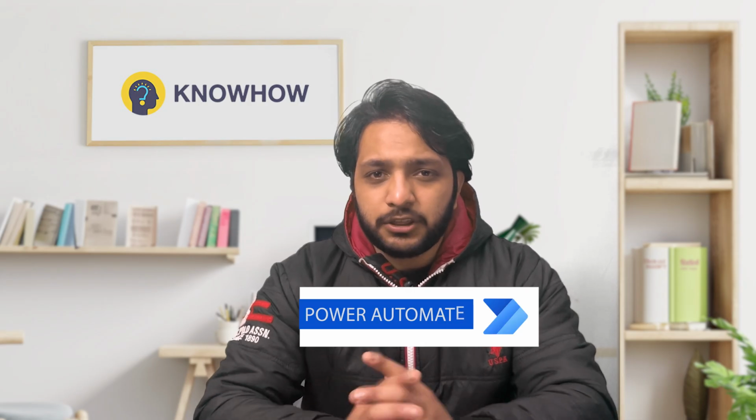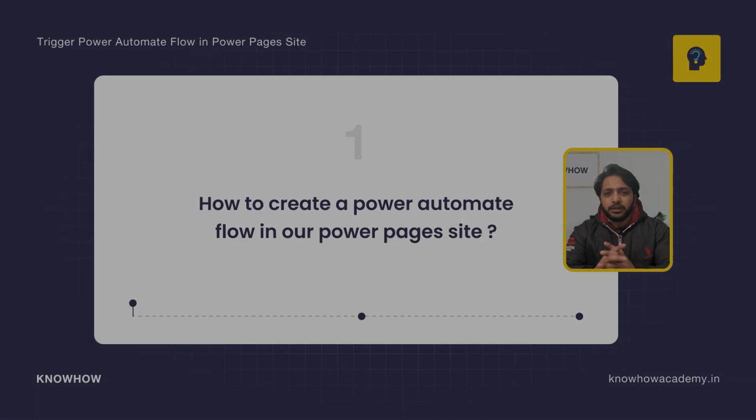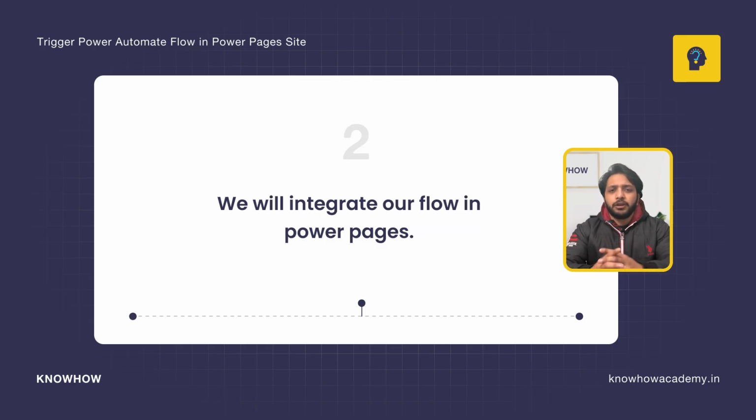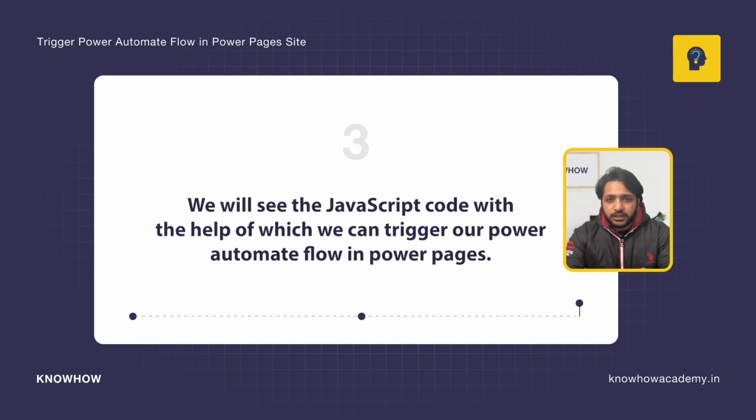Automation processes make your website more dynamic, and Power Automate is a great tool with the help of which we can easily create workflows which will automate your application or website. Now, the question arises how we can integrate Power Automate in our website. So, in this video, we are going to learn how to create a Power Automate flow in our Power Pages site. Then we will integrate our flow in Power Pages, and after that we will see the JavaScript code with the help of which we can trigger our Power Automate flow in Power Pages.